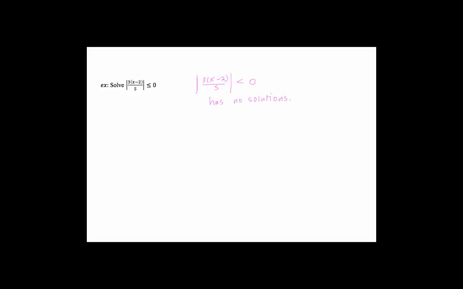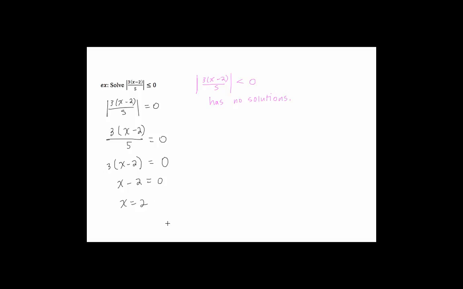But it could still equal 0. So to solve this, all we have to do is say that what's in the absolute value could be equal to 0. Now the absolute value of 0 is 0, so we can just take these absolute value bars away and simply solve this equation. Multiplying both sides by 5 gives me 3 times x minus 2 equals 0. Dividing both sides by 3 gives me x minus 2 equals 0, and solving for x gives us x equals 2.